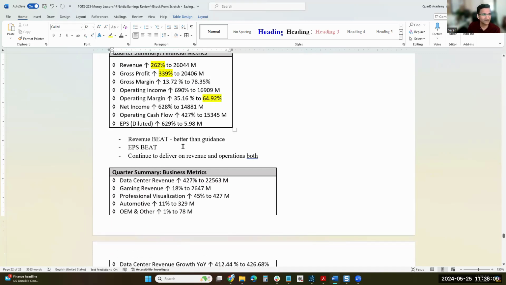Revenue was a beat, EPS was a beat. It just continues to deliver on both revenue and operational efficiency, with about 70% operating margin. Earlier, Sam was saying I asked the question, hardware or software. A fund manager came on Bloomberg and said it's a great margin profile for a hardware company. 60% operating margin is great for any company, right?